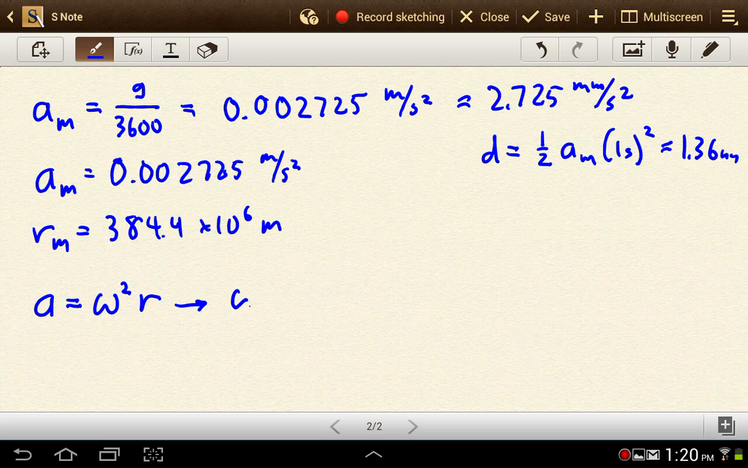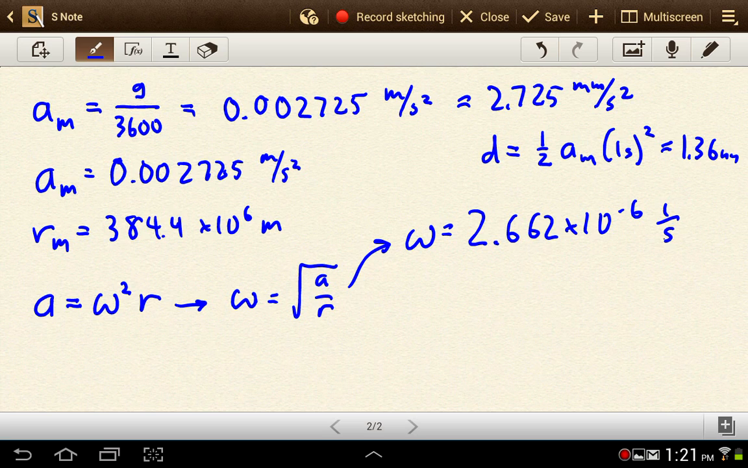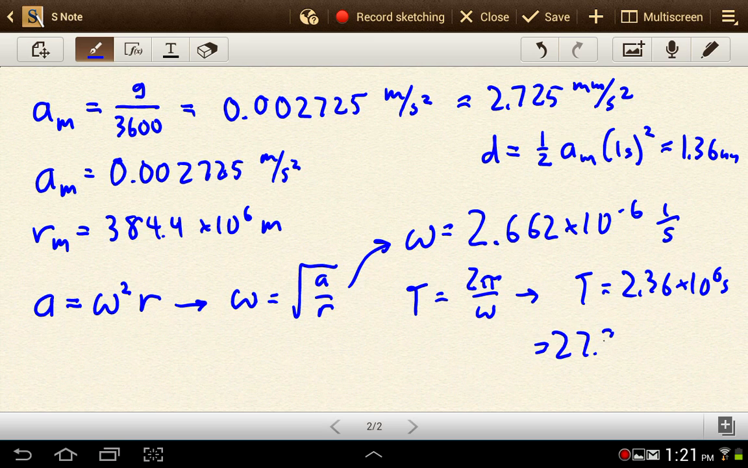So we can solve this for omega. Omega is the square root of a over r, and that gives us omega equal to 2.662 times 10 to the minus 6th radians per second. That's a really small number, right? Well, it makes sense. The moon has to go through 2 pi to do 1 full orbit around the Earth. It takes almost a month to do that, so the rate of its angular velocity must be very tiny. You can then plug that into T equals 2 pi over omega, and that gets you the period of the moon, 2.36 times 10 to the 6th seconds, which equals 27.3 days, which is exactly what it is. So anyway, that's how that all ties together.